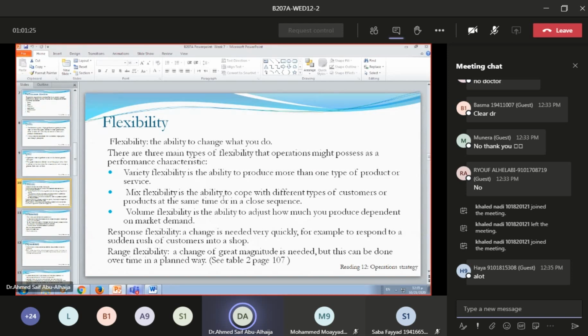Two, mix flexibility. It's about the company's ability to cope with different types of customers. What I told you: why do we have different products? Because we have different customers. So if you have that ability to satisfy different customers at the same time or in close sequence. Suppose you are in a restaurant. All customers have the same need. I'm asking in this case now.